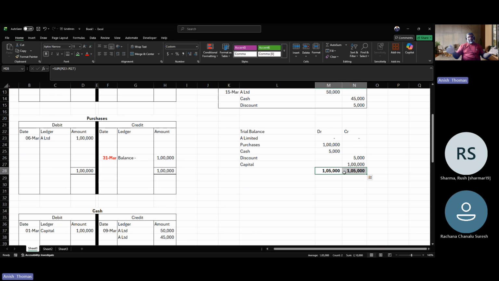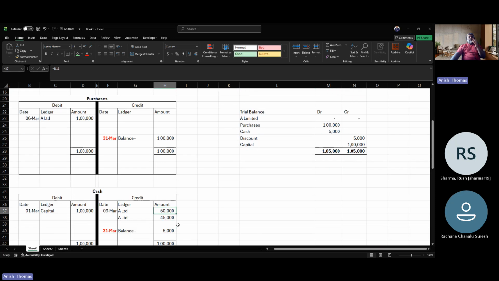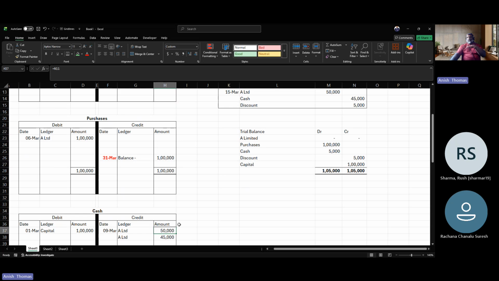It will not tie. Then I'll have to go and see, is it a problem in me writing down the numbers from the pages to the sheet, or is it a problem inside the book? Like what you said, maybe they forgot to post a transaction, or instead of 50,000 they posted 5,000, or instead of posting it into debit they posted it to credit. So many different possible reasons are there why the trial balance will not tally.